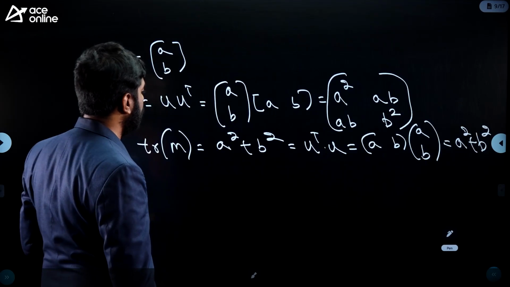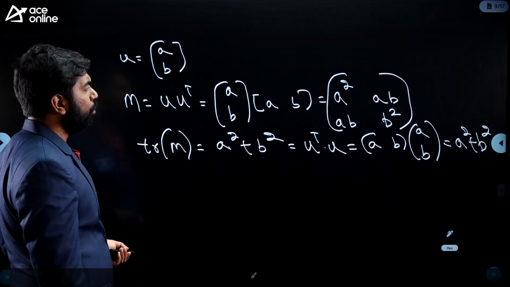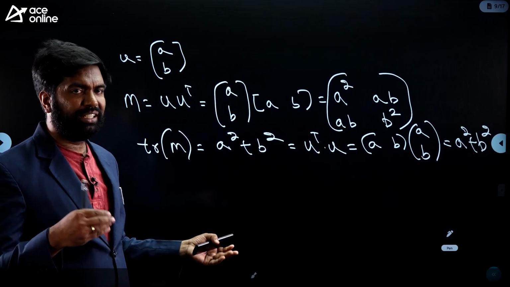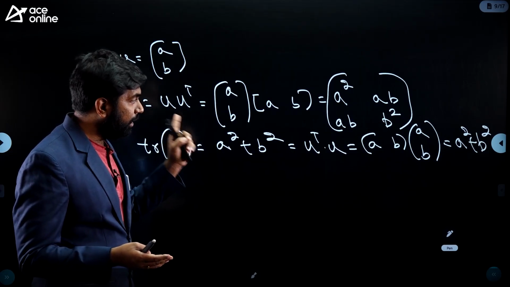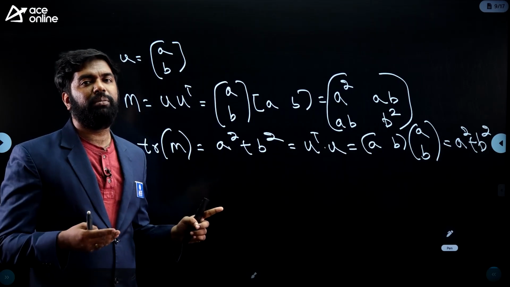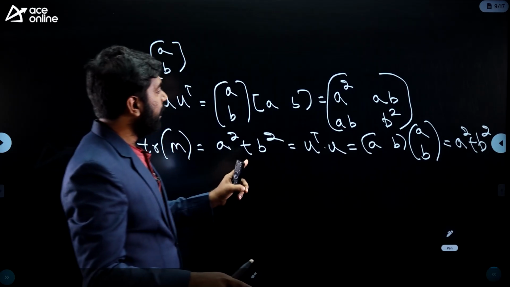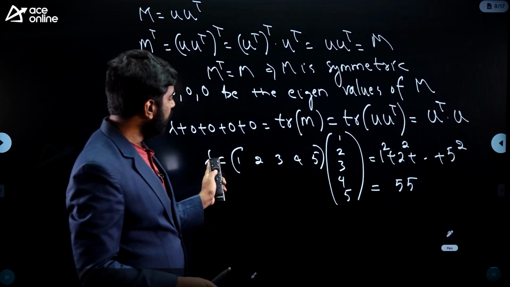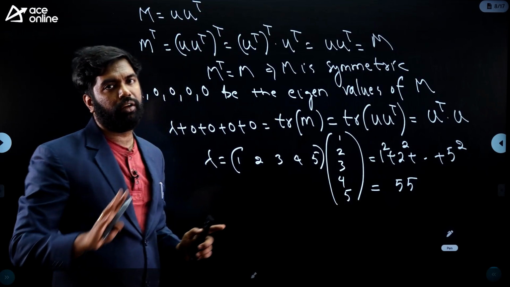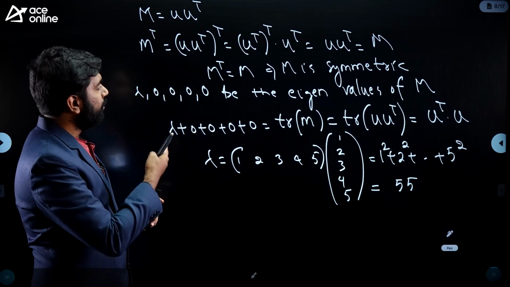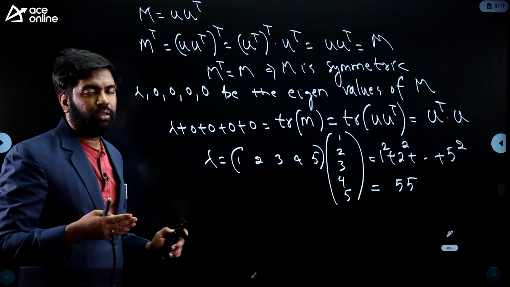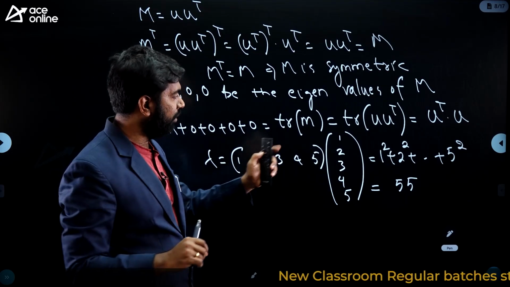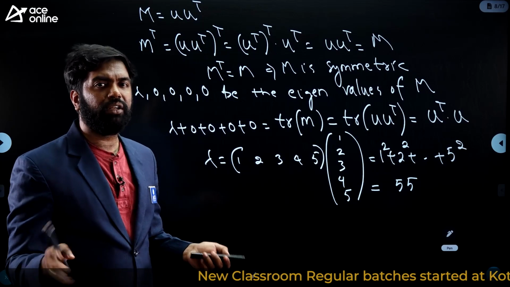So what I want to say is, singular values are different, eigenvalues are different, but in some cases they can be equal. In this case where M is symmetric, your non-negative eigenvalue is exactly your singular value. And since M is a rank 1 matrix, there is only one non-zero singular value, which is 55. Remaining all singular values are zeros.